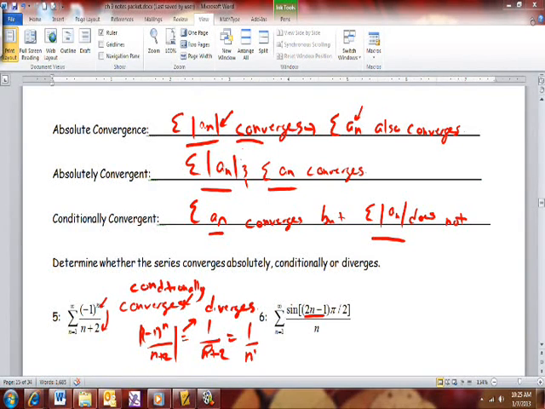Sine of 1 pi over 2, sine of 3 pi over 2. Those are either 1 or negative 1. So this is the same as negative 1 to the n. This is going to alternate, and the limit's going to go to 0, so it's going to converge. But if I take the absolute value of this, you're just going to get 1 over n, which is not going to converge, so it is conditionally convergent.